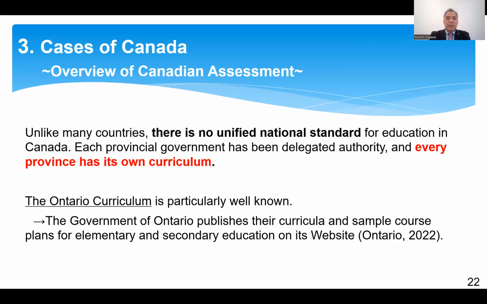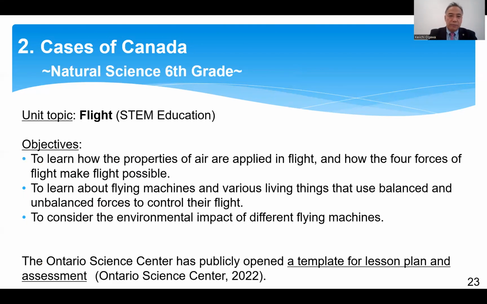So I want to give you an example from Canada. An overview of Canadian assessment: unlike many countries, there is no unified national standard for education in Canada. Each provincial government has been delegated authority, and every province has its own curriculum. The Ontario curriculum is particularly well known. The government of Ontario published their curricula and some course plans for elementary and secondary education on their website. So please, if you have time, look at their website and learn more.